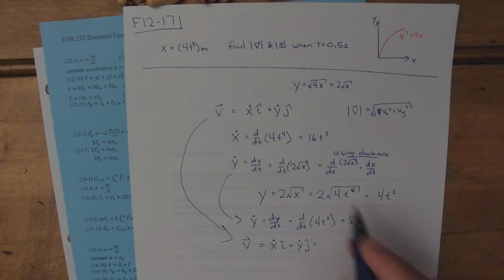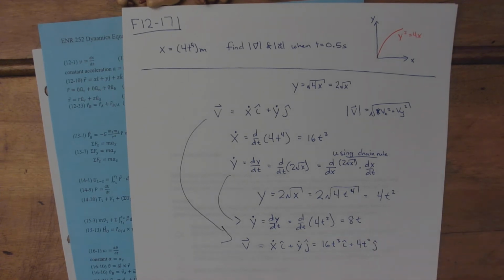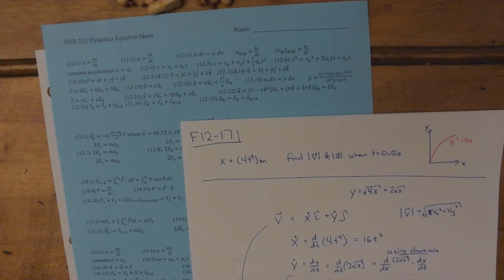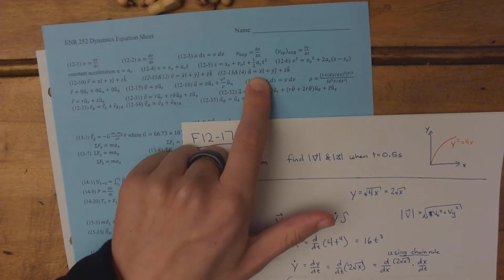So that would be 16 t cubed i hat plus 4t squared j hat. I could find the magnitude of the velocity now, but I think before I do that, I'll just go ahead and find the acceleration. From my equation sheet, I have the acceleration here.